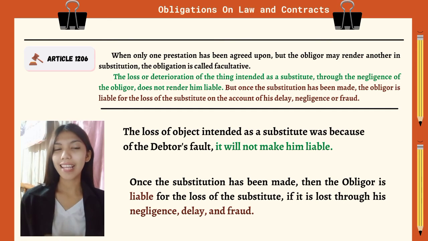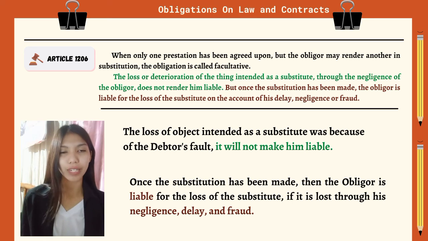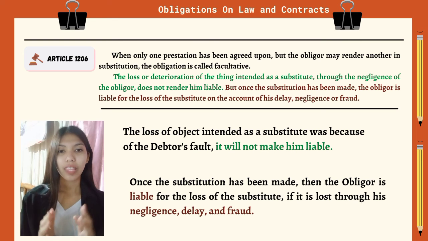But note, naa pay last sentence sa second paragraph. It says, but once the substitution has been made, the obliger is liable for the loss of the substitute on the account of his delay, negligence, or fraud. Meaning nga, from the time na nay substitution, so dili na ang car ang ihatag, but ang house na ni Thanos, ang ihatag ni Thanos kay Thor, then the loss of the substitution will make Thanos liable if the loss was through his delay, negligence, or fraud.